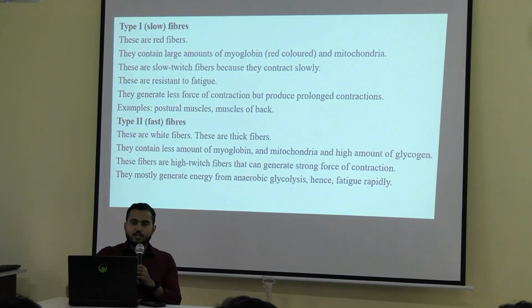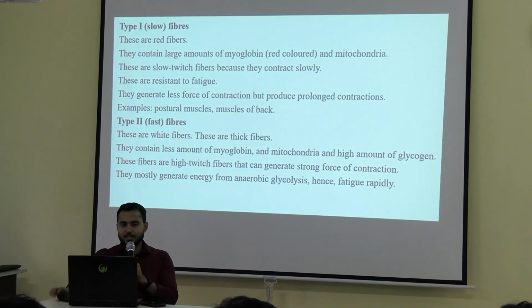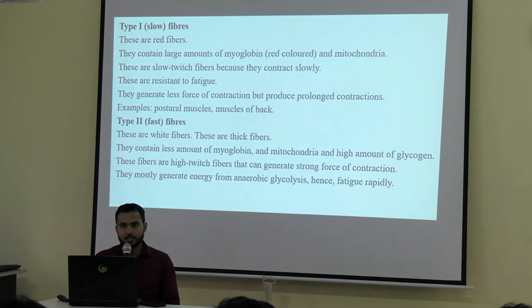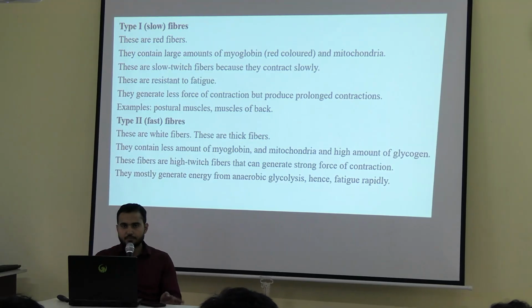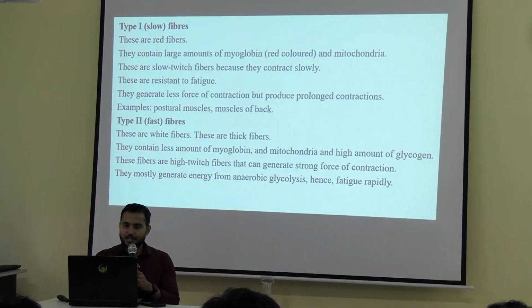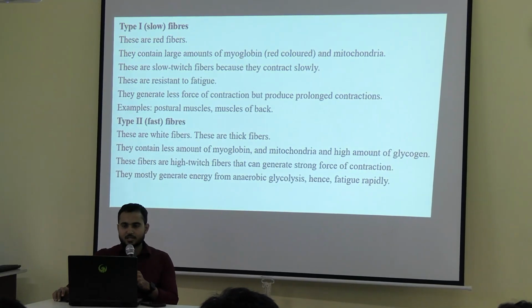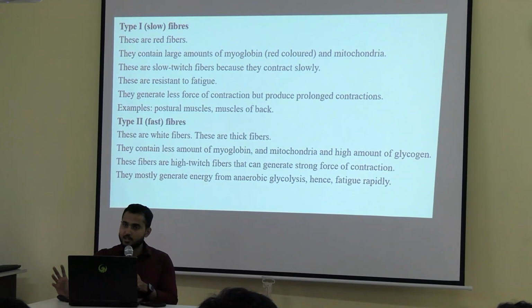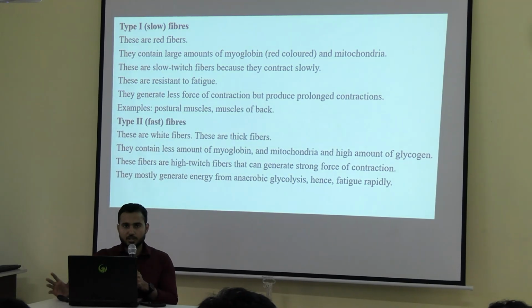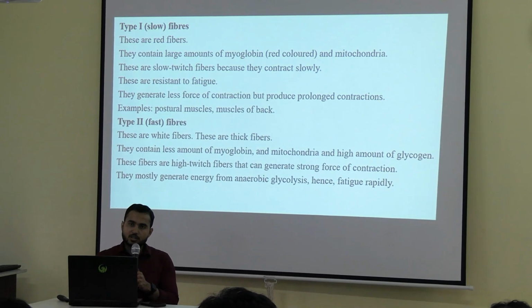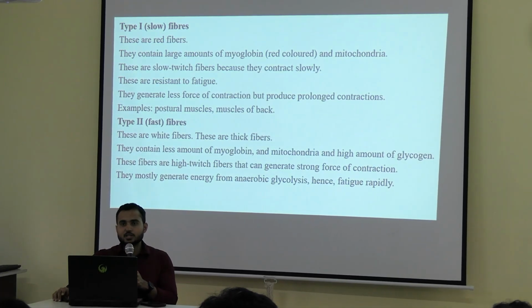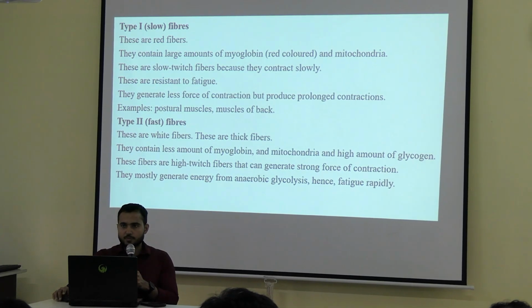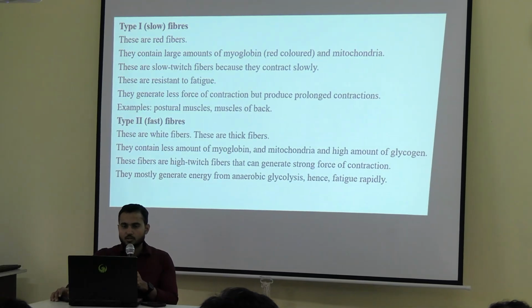Now, type 1 fibers are also called red fibers. Why are they red fibers? Because the amount of myoglobin is more in them. That's why the color is red in nature. Next, they are resistant to fatigue. They contract very slowly, and the force generated after contraction is also less. Examples are postural muscles, especially of the back.